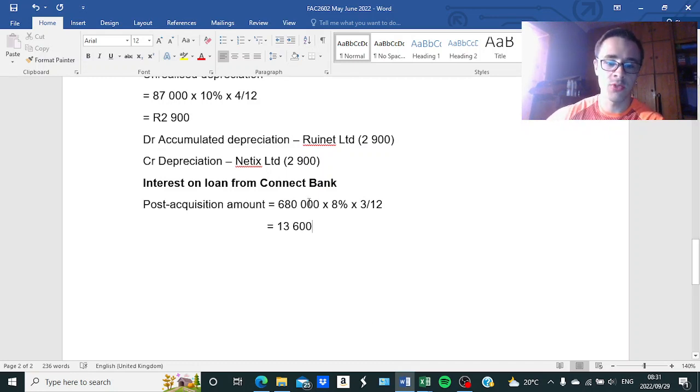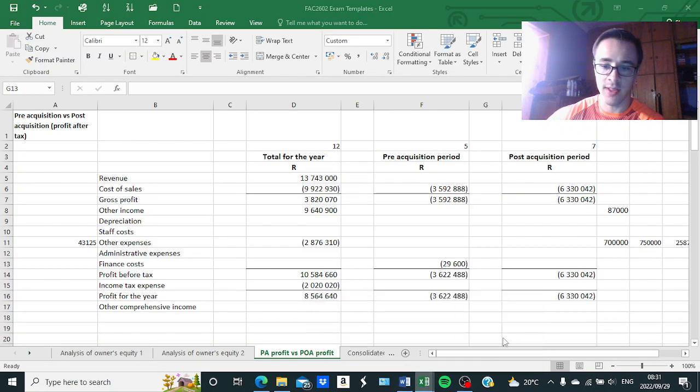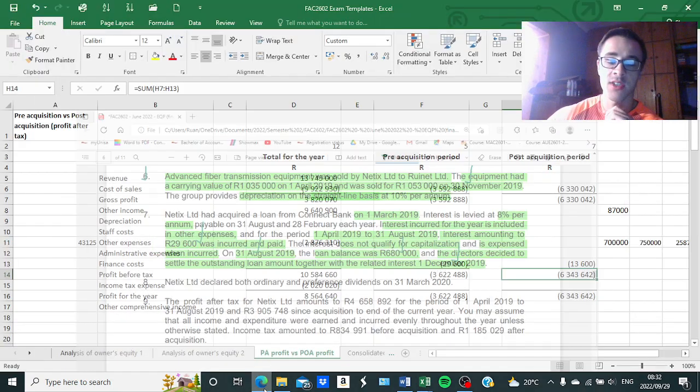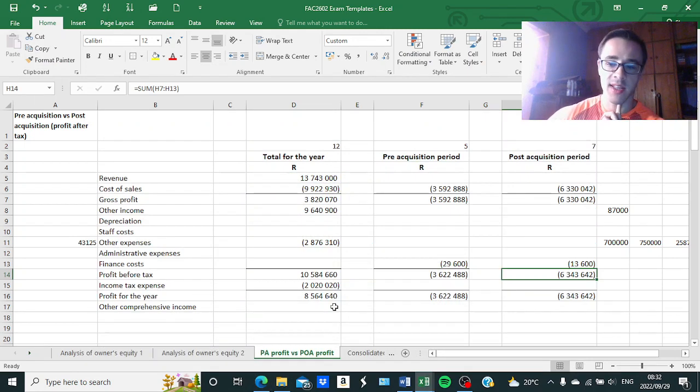So 13,600 Rand represents the interest expense for Netix Limited, the subsidiary, for the post-acquisition period, and you will include it in your calculation right here. 13,600 is for the post-acquisition period. We have calculated that by using the outstanding balance of the loan on the 31st of August 2019 and calculating interest up until the 1st of December 2019. The amount for the pre-acquisition period was given. So it's unnecessary to calculate the amount outstanding at the beginning of the year. So your total finance costs for Netix Limited will be 43,200.